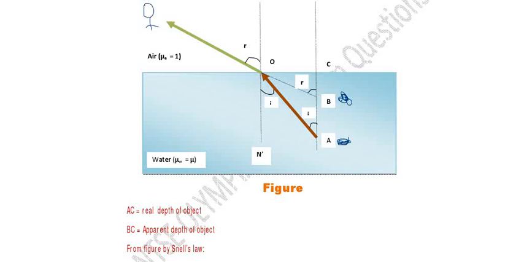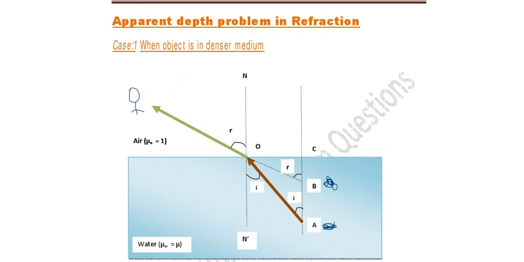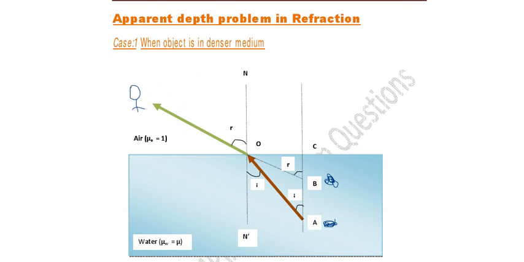So there is our first case. In our first case, I consider that the object is in a denser medium. Let the object be a fish. This fish is at a position A. If a person wants to see this fish, then the light ray must reach the eye of this person.